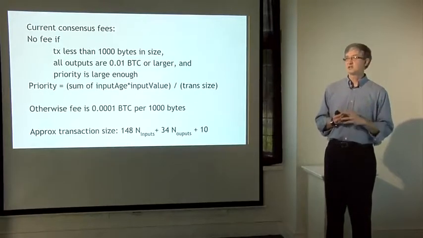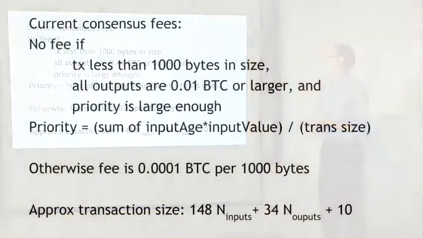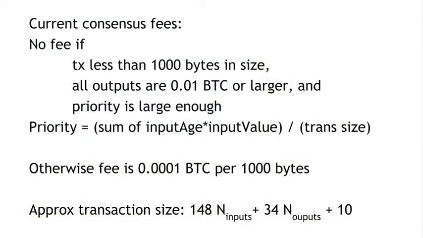Okay. So the current consensus transaction fees are as follows. First of all, no fee is charged if the transaction is less than 1,000 bytes in total size, if all of the outputs of the transaction are 1/100th of a Bitcoin or larger. That's currently worth about $5 or $6 US, and if the priority of the transaction, according to a certain formula, is large enough.